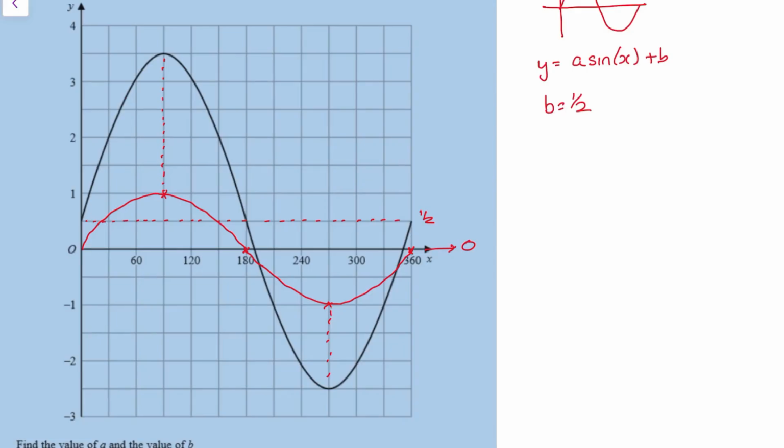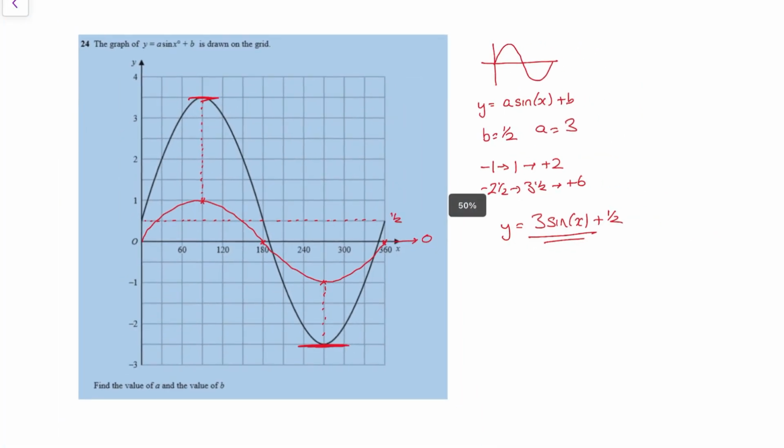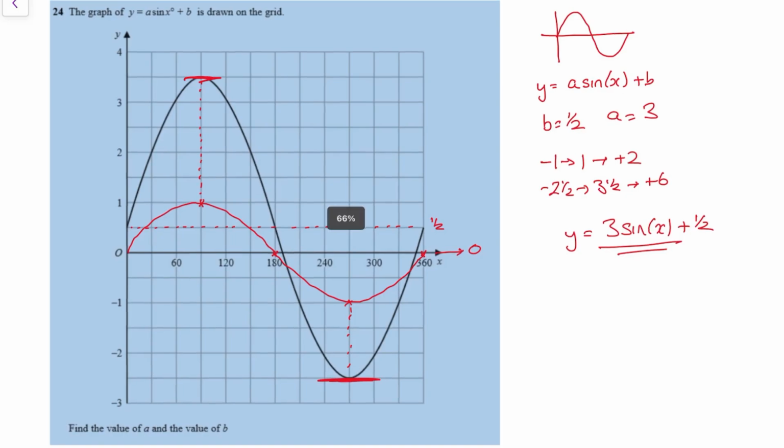The next bit's slightly trickier, but it's not terrible. Think about your usual sine graph. Your usual sine graph goes from -1 to 1, which is a change of 2. This sine graph goes from -2.5 to 3.5, which is a change of 6. And 6 is 3 times bigger than 2, so in other words, I must have stretched it by a factor of 3, so therefore a is 3. So the final answer to my question is y equals 3 sin x plus 1/2. Not awful when you know what you're doing, and as ever, a nice sketch will often help you get there a little bit quicker.